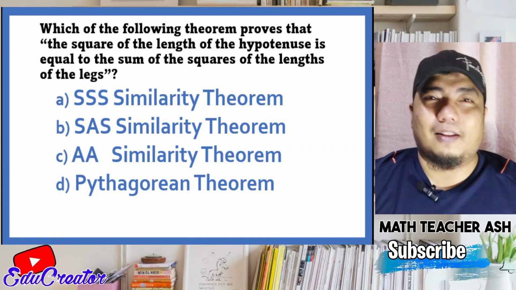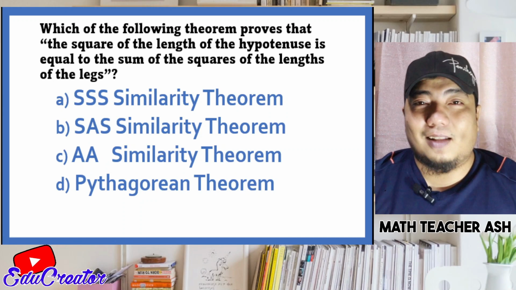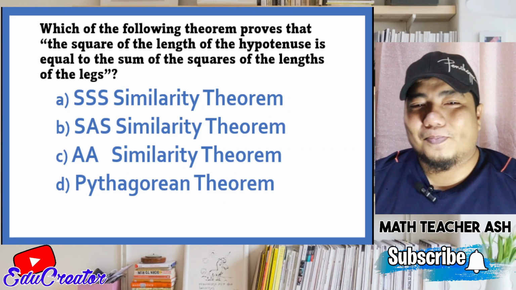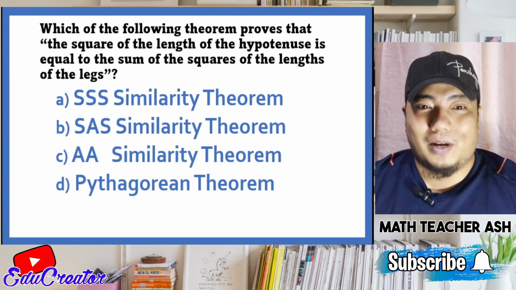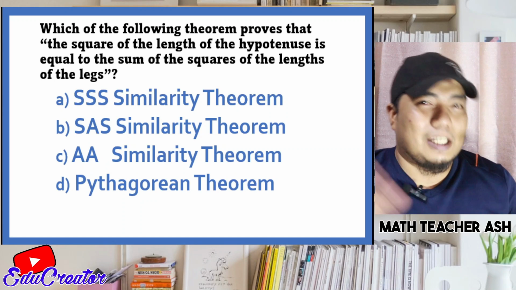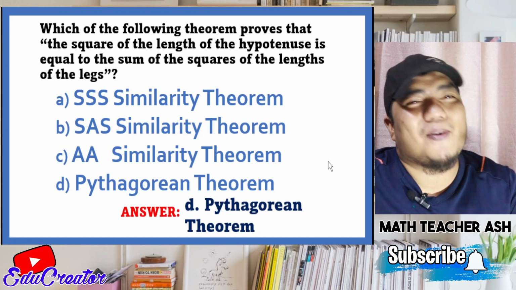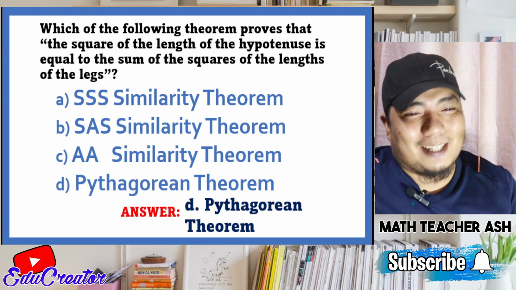Of course, my dear math learners, this definition is known. If you have listened to our discussion in question number 1, if we are talking about the hypotenuse and the sum of the squares of the legs, that is basically the Pythagorean theorem, letter D. All right. So I hope that answers your inquiry about this question.